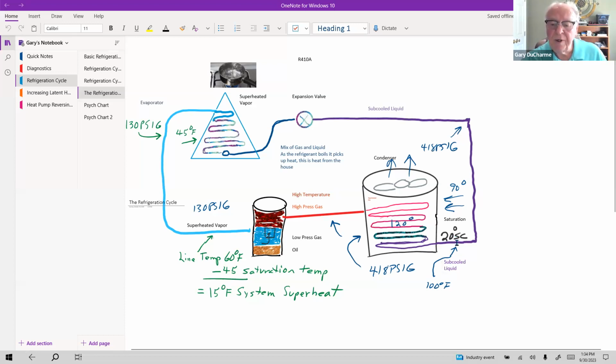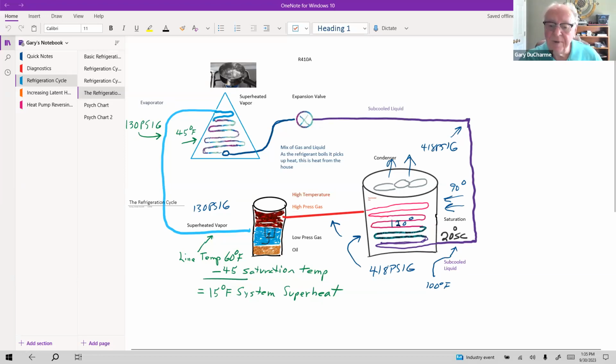We can say we are 20 degrees subcooled, which means we are absolutely positive that anything in this tube is liquid refrigerant. There's no vapor in it because it's cooled down below its saturation point at 418 psig. No vapor can exist at 100 degrees. It's off the charts, right? The only time we look at that chart is when we're at saturation. We're at saturation in two places, the middle of the condenser and the middle of the evaporator.